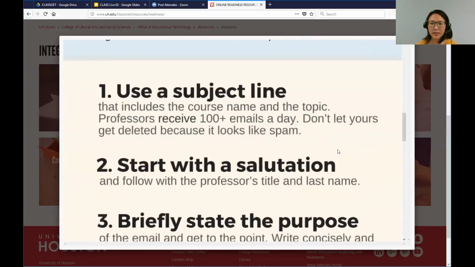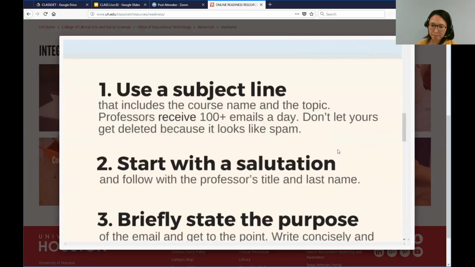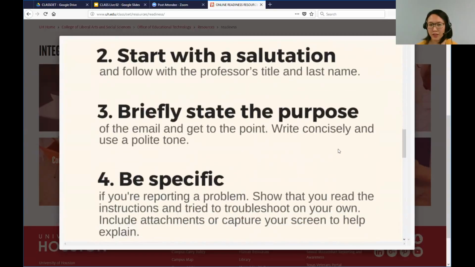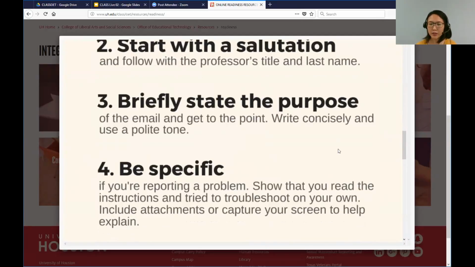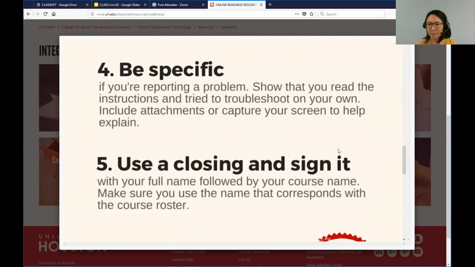The second is start with a salutation and follow with the faculty's title and their last name. Briefly state the purpose of the email and get to the point, write concisely, and use a polite tone. Be specific if you're reporting a problem. Show that you read the instructions and tried to troubleshoot on your own, and then include attachments or capture your screen to help explain. And the last one is to use a closing and sign it with your full name followed by the course name, and then make sure that the student uses a name that corresponds with whatever's on the course roster.